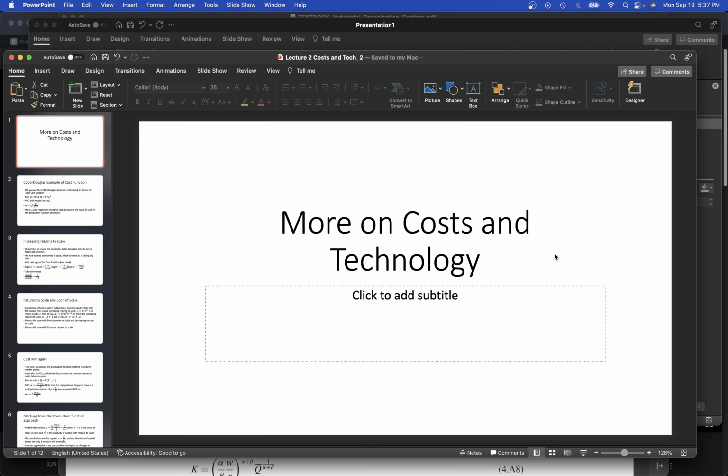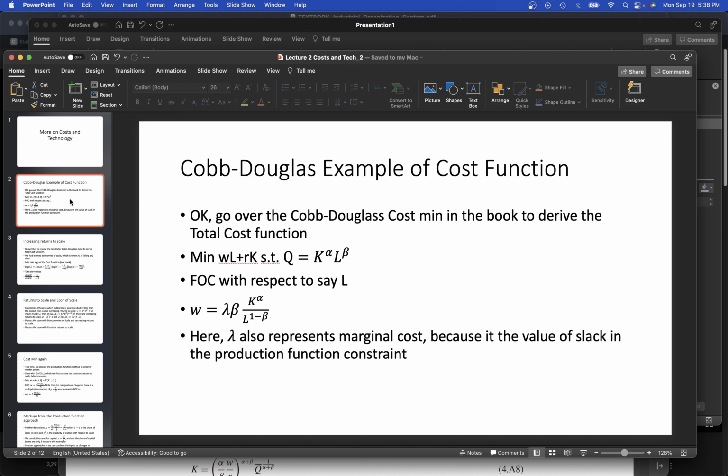Okay, now we'll continue on costs and technology, moving a little bit beyond the textbook and more into some more recent research. And here we will try to connect costs and technology to market power in a very nice, theoretically consistent way. But first, this is something that I'm sure you guys talked about before. If not, please tell me in class.